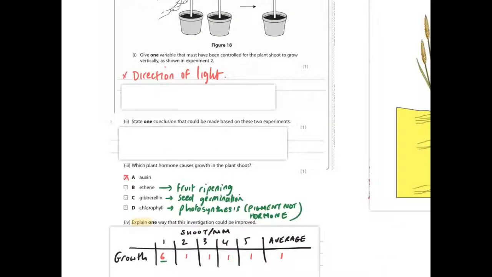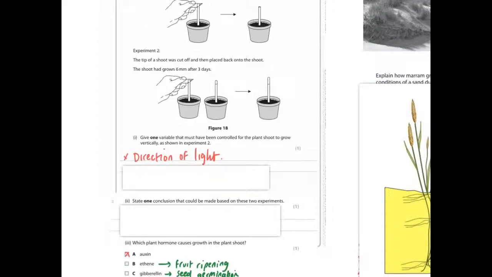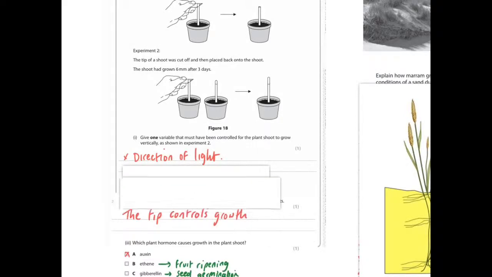State one conclusion that could be made based on the 2 experiments. So here, removing the tip stops growth, adding the tip back on reinitiates growth. So the one conclusion you'd say, and it's only a state question, so it's very simple, is the tip controls growth.